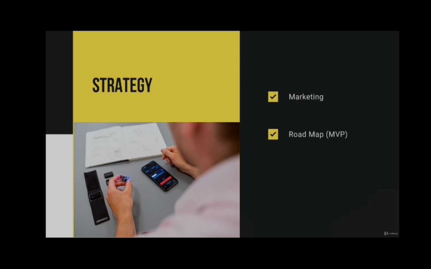MVP, your roadmap. The final stage of the strategy process is defining your app's roadmap. The goal of this process is to understand what your app could one day become and what it needs to be successful on day one. This day one version is often called a minimal viable product.